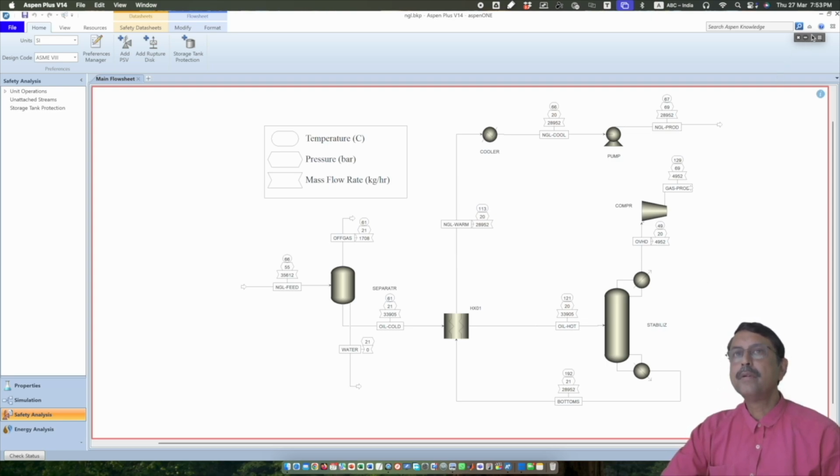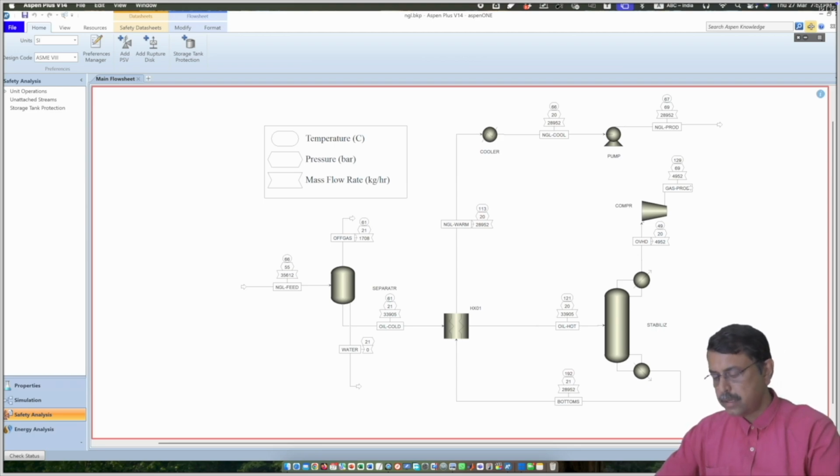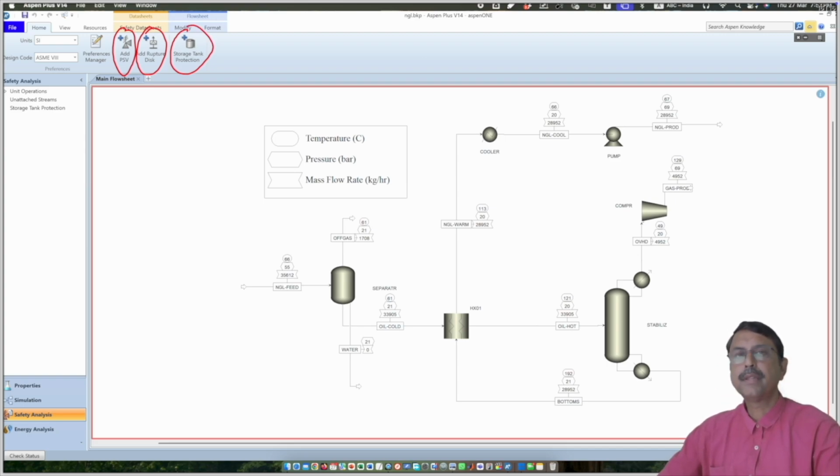Now, you can find 3 things over here: PSV, rupture disk, and storage tank protection. So there are 3 safety devices that we have. We will learn them one by one.